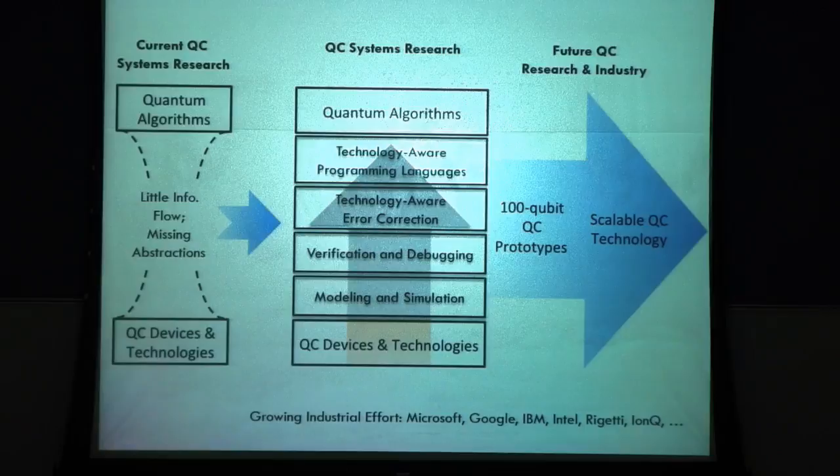I think there's a lot of opportunity here. For a long time, the field had people working on quantum algorithms and people working on devices, and there was so much space in between that there was very little information flow and many missing abstractions. We're moving into an area now where there is good reason to work on things like technologically aware error correction and better ways to do these optimizations. And as I mentioned before, it's a growing industrial effort: Microsoft working on Majorana qubits, Google and IBM working on superconductors, Rigetti working on superconductors, Intel working on superconductors and semiconductors, IonQ working on ions.